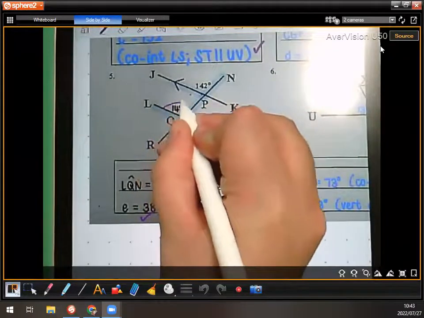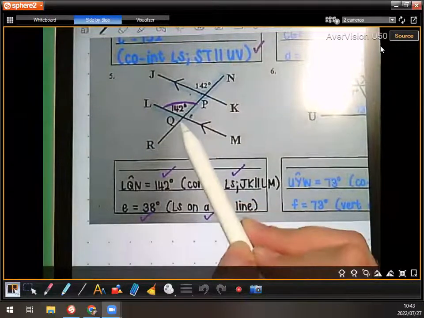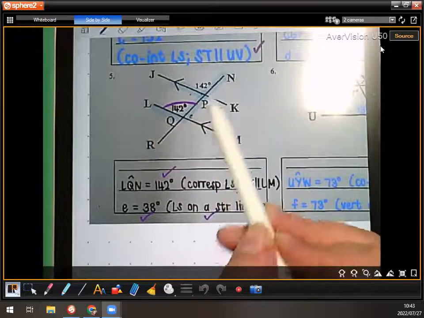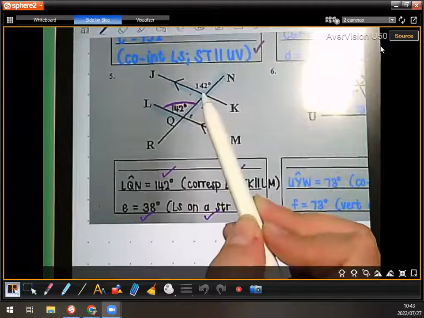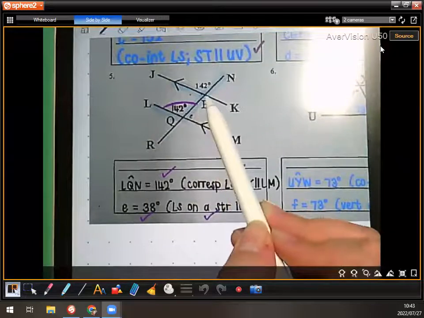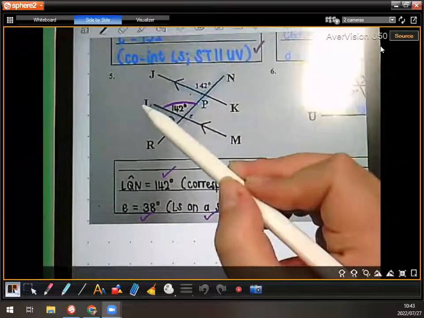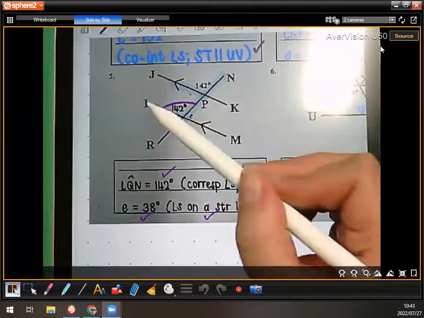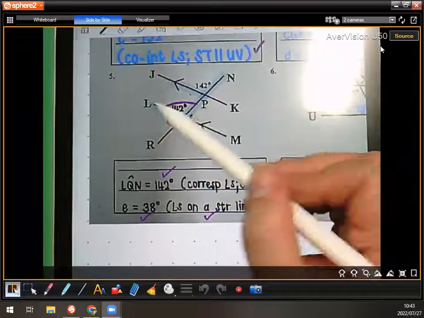This angle here, are we okay with that angle being LQN? What else could I have called this? If I didn't call it LQN, I could have called it LQP. Yes, LQP also would have been fine. What else? I already said that one. Oh, yes. NQL. You can go from the top down, right? NQL. What else? There's one more. PQL as well. Okay.